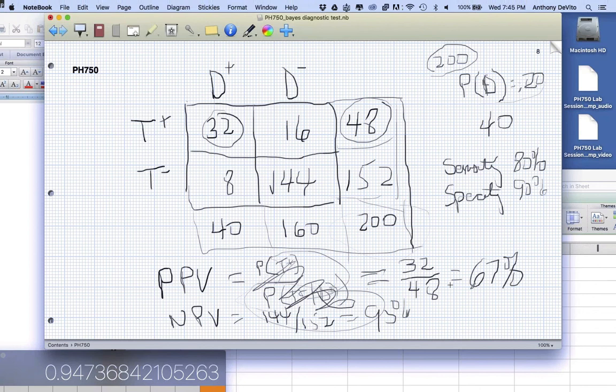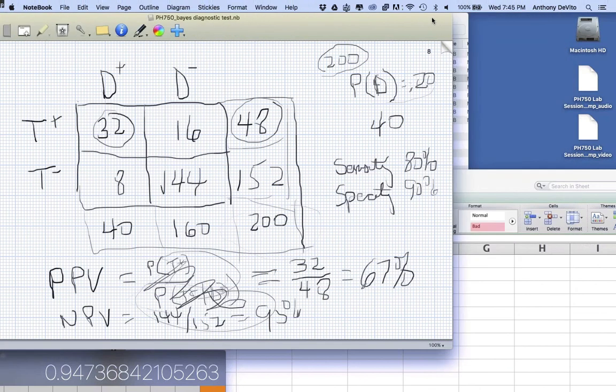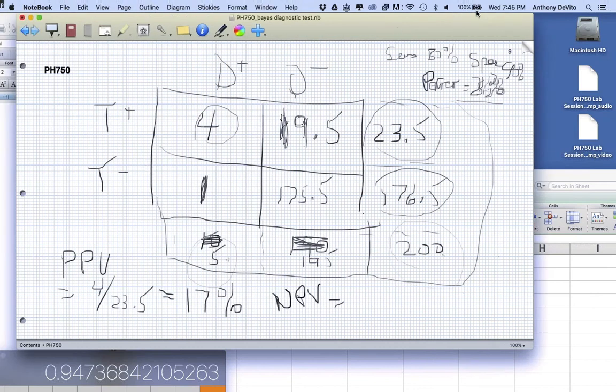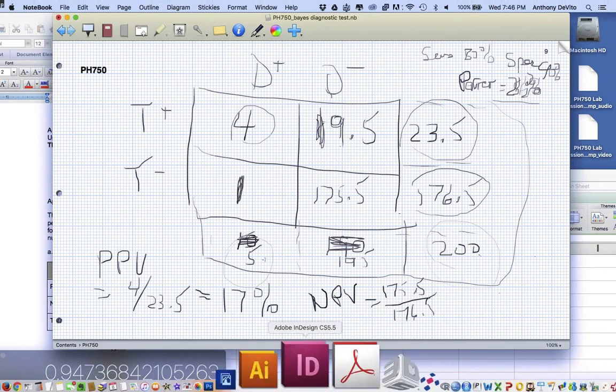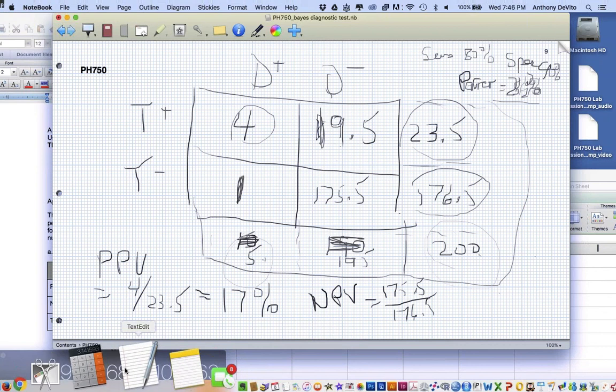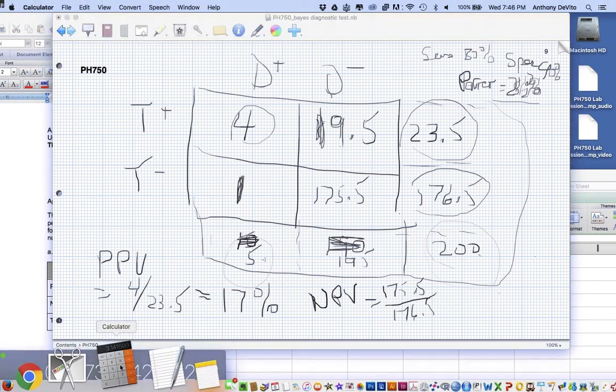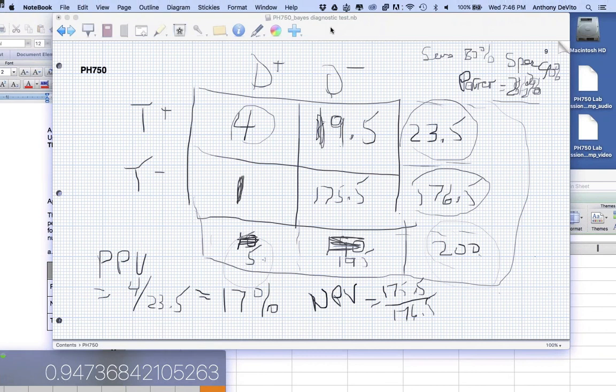Let's take a look at how it's impacted by a lower prevalence. In our case, 176.5 people test negative. 175.5 of them actually are negative. So 175.5 divided by 176.5. What's happening there? It's having the opposite effect, isn't it? The lower prevalence that you have, the less likely that you're going to get false negatives.